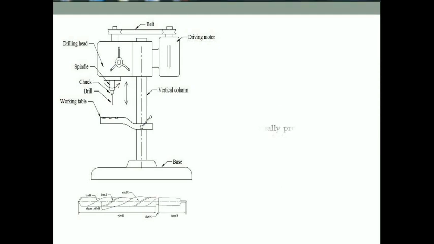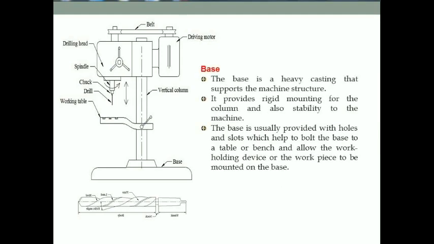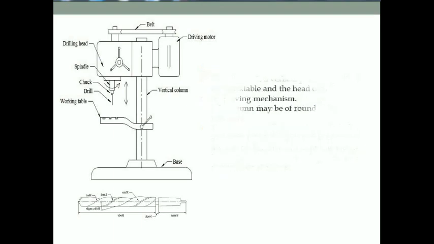First is the base. The base is a heavy casting that supports the major machine structure. It provides rigid mounting for the column and also stability to the machine. The base is usually provided with holes and slots which help to bolt the base to the table or bench and allow the work holding device or the workpiece to be mounted on the base.